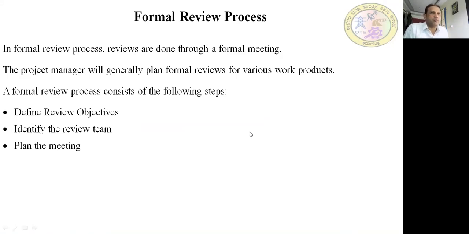A formal review process consists of the following steps. In the review process, you are going to define the review objective, checking whether your objectives are right or not, identify the review team, and plan the meeting.